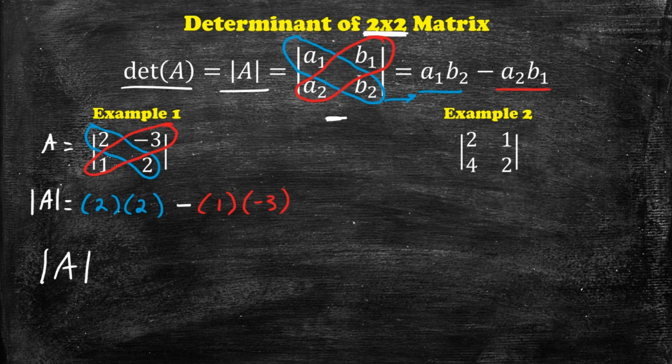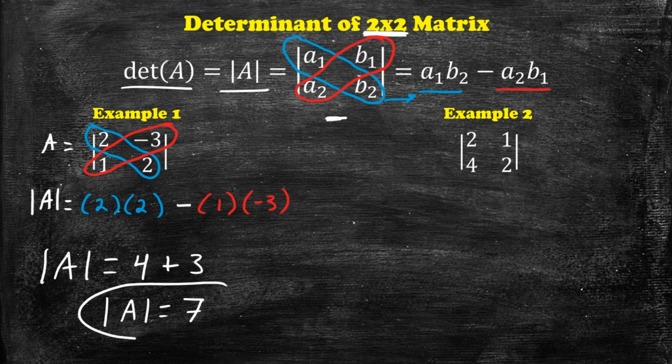All right, so let's go ahead and continue. Determinant of A is equal to 4. The -3 is on the inside there with this other negative sign, so that's going to become a positive 3. Therefore, our determinant of this matrix is equal to 7, like that. Okay, so that's how you find the determinant. Now let's go ahead and do the second example here.